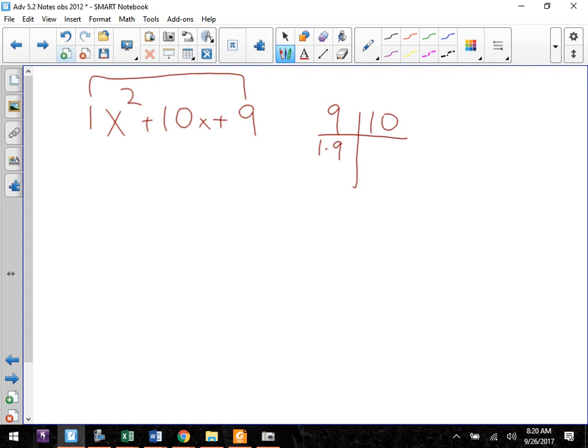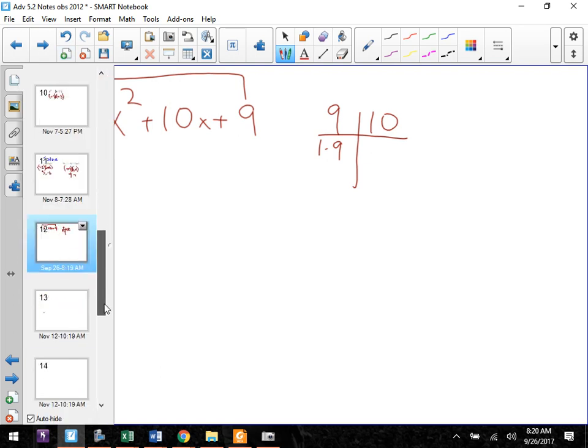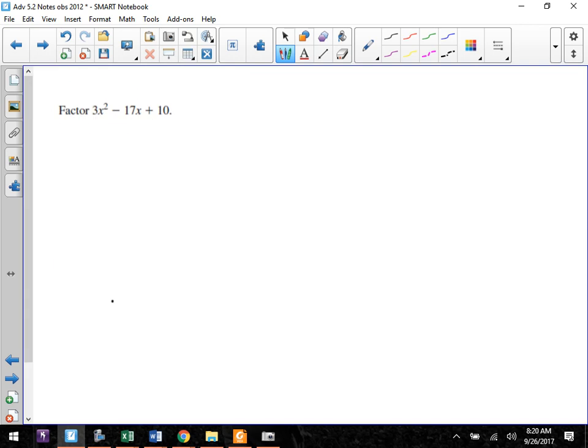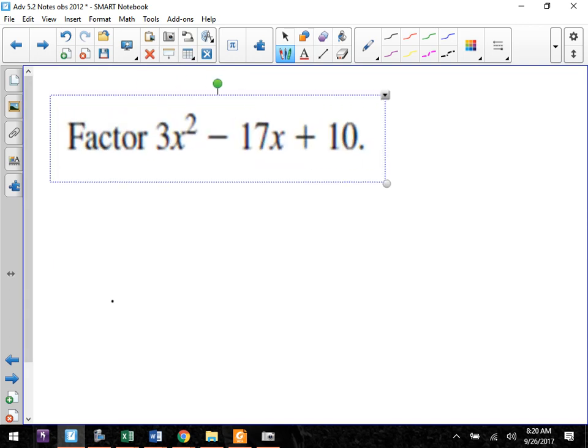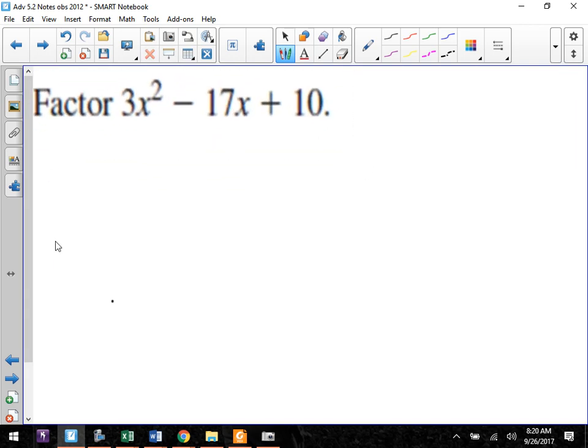So when we switch over to doing stuff that has a leading term coefficient that is not equal to 1, for example, 3x squared minus 17x plus 10.